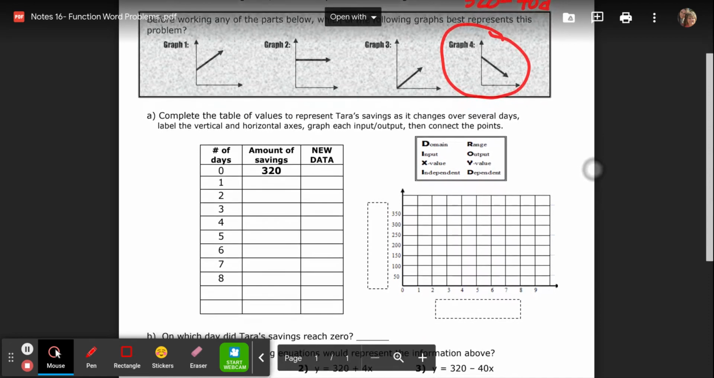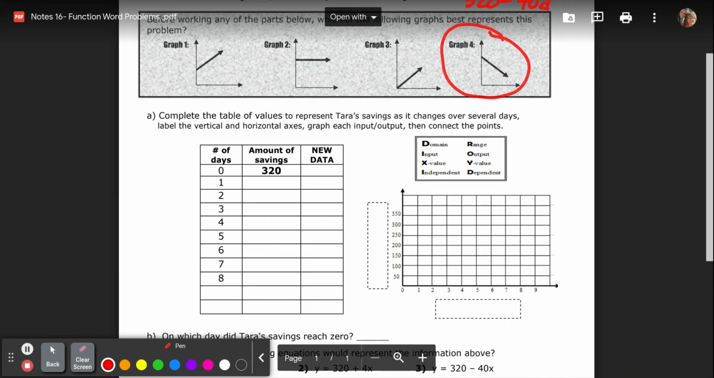A here. All right. It says complete the table of values to represent Tara's savings as it changes over several days. Label the vertical and horizontal axis. Graph each input output, then connect the points. So don't worry about that new data column. We're going to deal with that later.